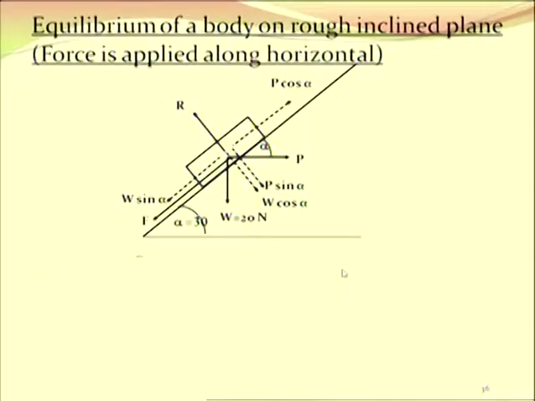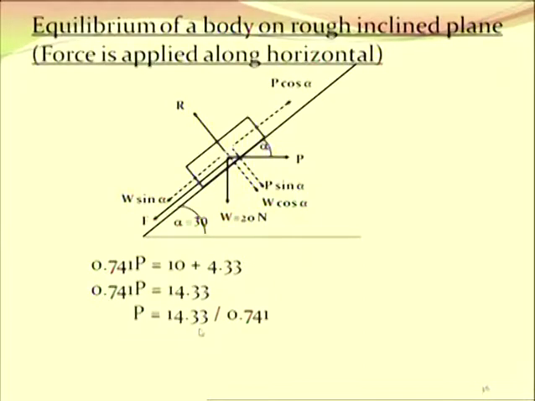Further simplifying and deducting P, we can get 0.741 P equals to 10 plus 4.33. Further simplification, we get 0.741 P equals to 14.33, or we can say P equals to 14.33 divided by 0.741. Ultimately we get the value of P that comes out as 19.34 Newton.